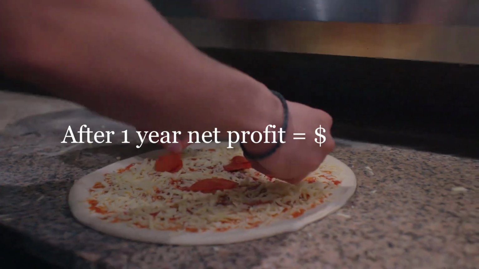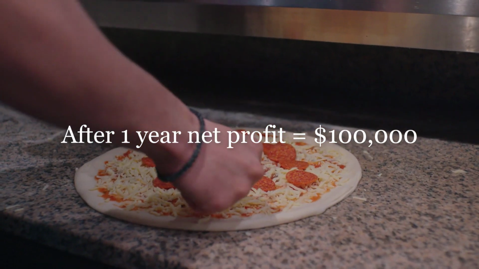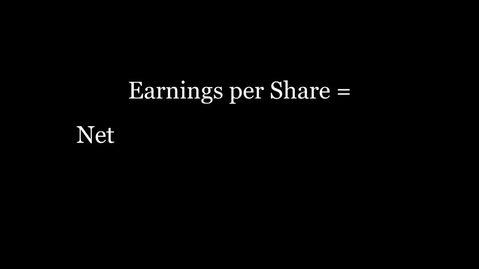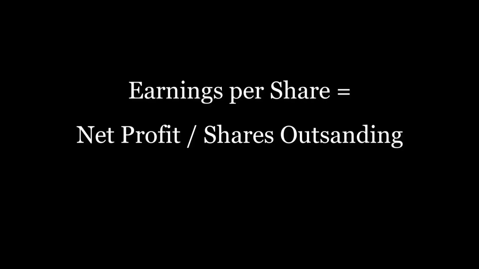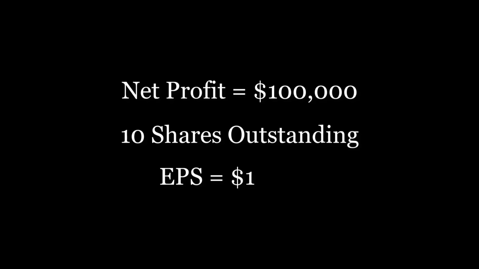Let's say after 1 year, our pizza business makes $100,000 in net profit after tax. What is the earnings per share? To calculate earnings per share, we simply divide the net profit by the number of shares outstanding. The net profit is $100,000. There are 10 shares outstanding. The earnings per share of the company is $10,000. 100,000 divided by 10 equals 10,000.